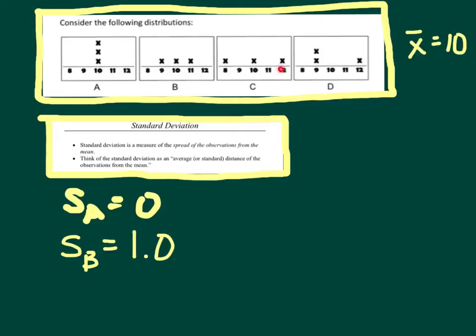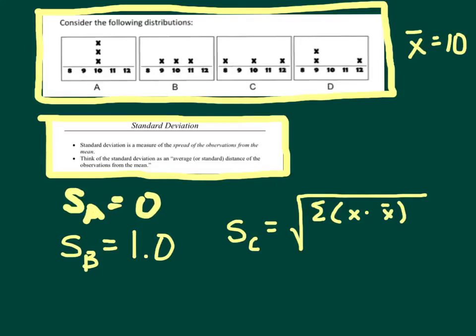Can you guess what the average distance from the mean will be for data set C? If you want to, we can go through the official calculations. The formula for standard deviation, and we're looking at data set C, would be the square root of the sum of all the data values' distances from the mean, and we square those distances and then divide by n minus 1. It's an average.